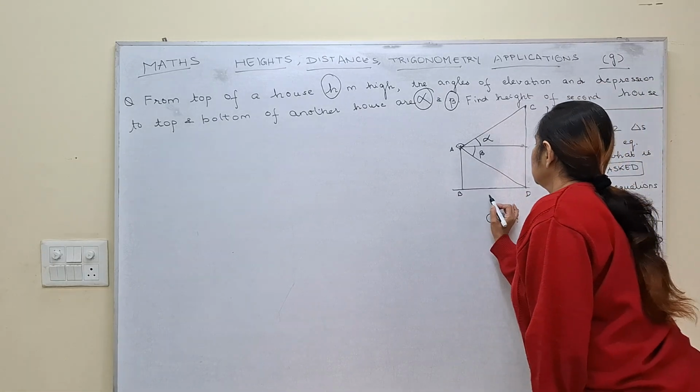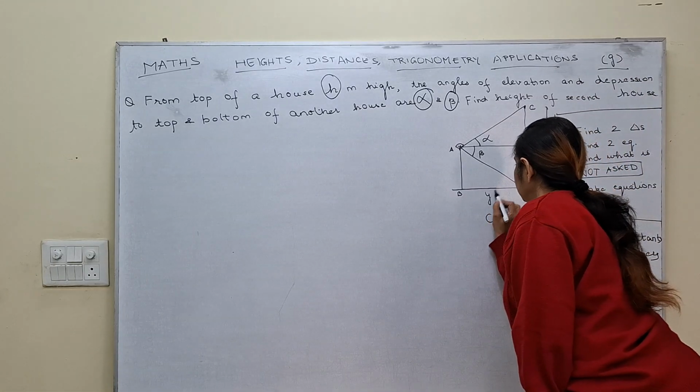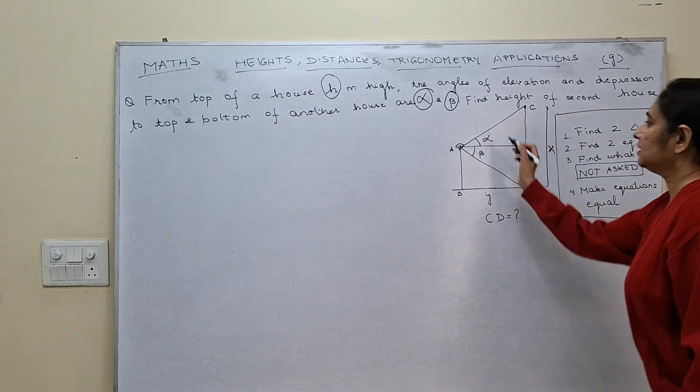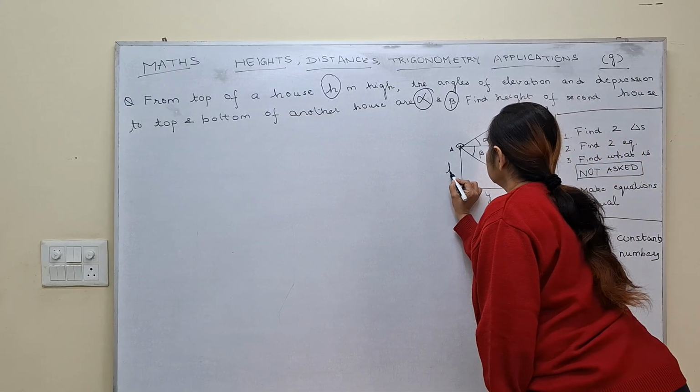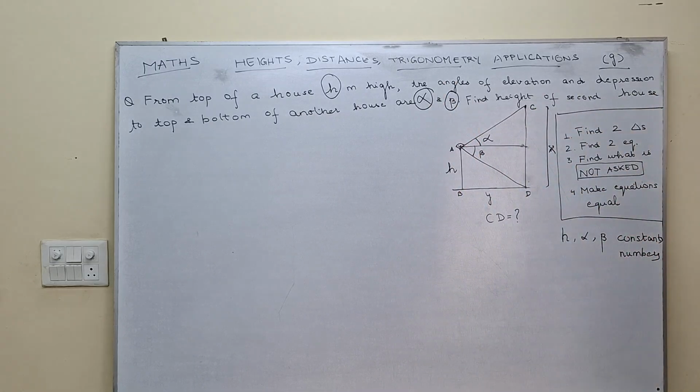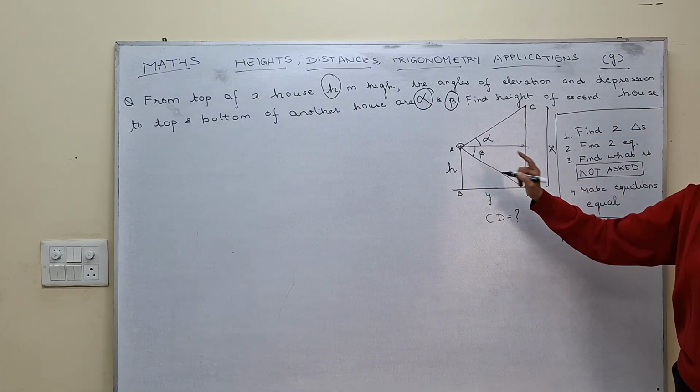And we have to take something horizontal also, which is y. And this house was h meters high. That they had mentioned. It's a number, it's a constant, it's not a variable.